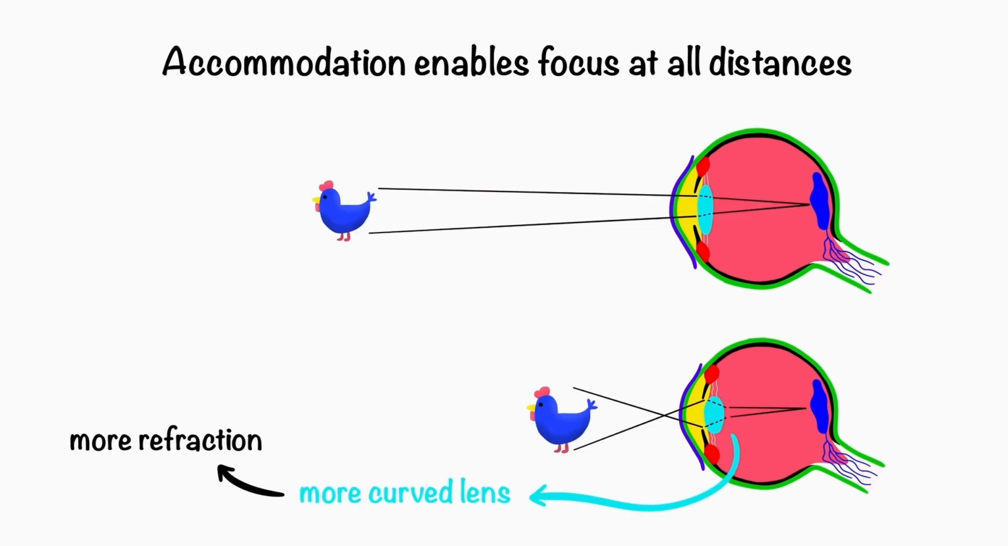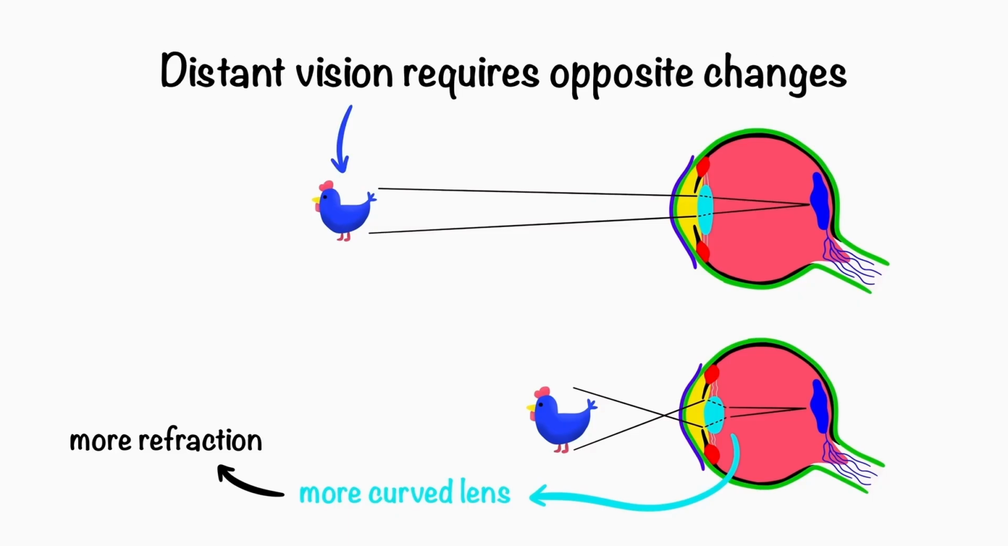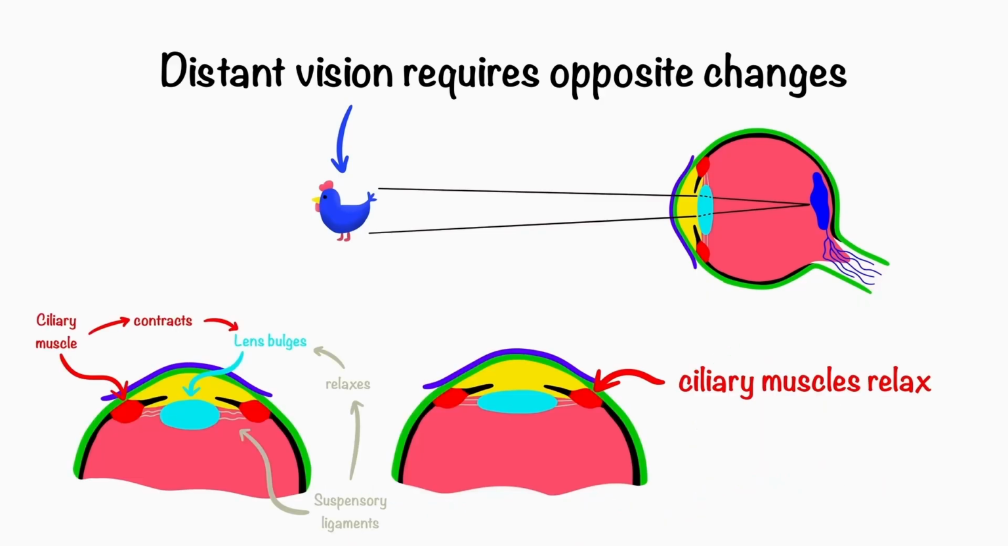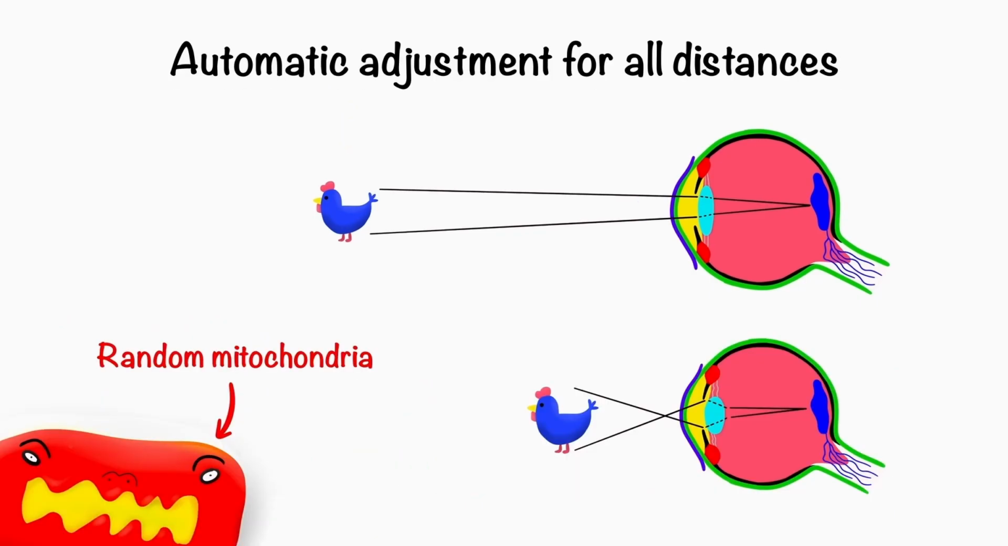For distant vision, the process reverses. The ciliary muscles loosen, allowing the suspensory ligaments to become taut. This tension pulls on the lens, making it flatter and less curved. The flattened lens bends light less dramatically, allowing distant objects to focus properly on the retina. These adjustments ensure clear vision whether we're reading a book or looking at the horizon.